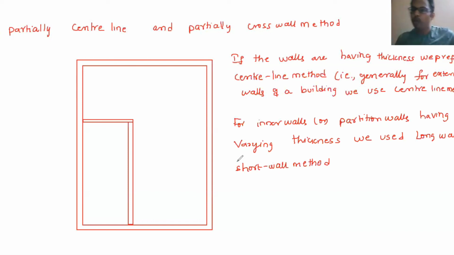So where do we use the center line method, and where do we adopt long wall short wall? Generally in a building, the external walls have the same thickness, so there we prefer the center line method. If the wall does not have uniform thickness, such as the inner and partition walls that may have different dimensions, we prefer the long wall short wall method for varying thicknesses. Now this is how we extract the quantities.